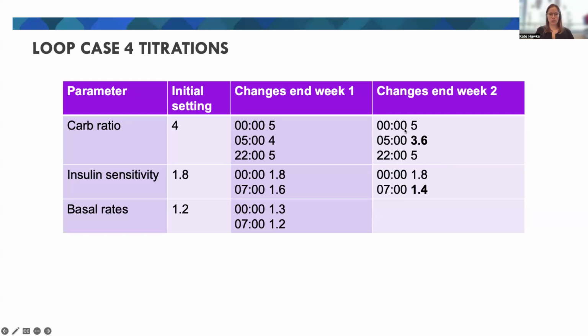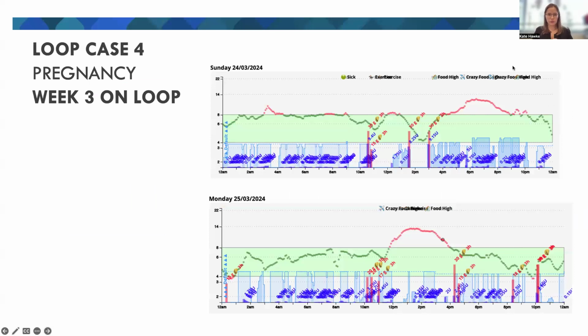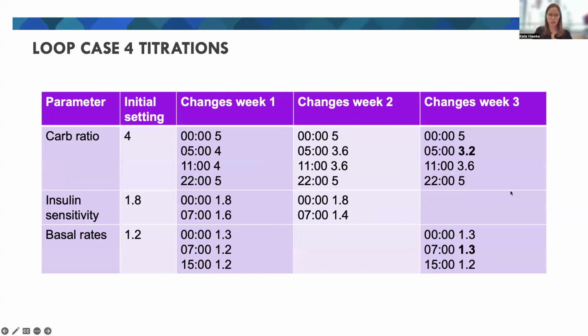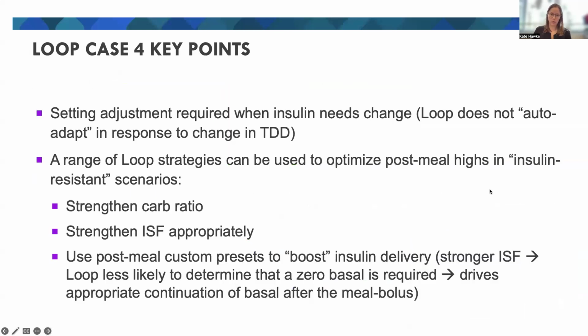So again, weekly changes, daytime carb ratio stronger, daytime ISF stronger, keep going, marching on, total daily dose now 99 units. Similar, needing to activate these modes a lot of the time. Looks like these carb ratios need strengthening again. Keep going, carb ratio 3.2. But important to keep up the basal rates so that they're still in proportion to the total daily dose. And again, just demonstrating where we get to with continuing to strengthen week on week.